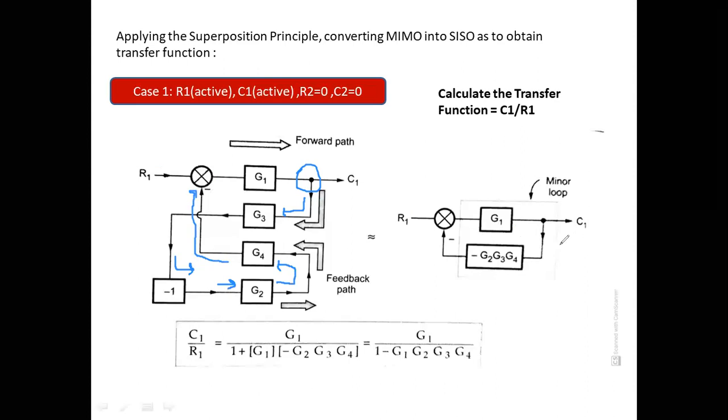And the same phenomenon is happening over here in the minor loop. You just see, I have directly written it over here, minus G2 G3 G4, and they are coming to this summing point having a negative sign, so I have placed a negative sign over here. So I guess you have understood the concept. Again I am just recalling this concept, how this particular terminology comes into the picture.